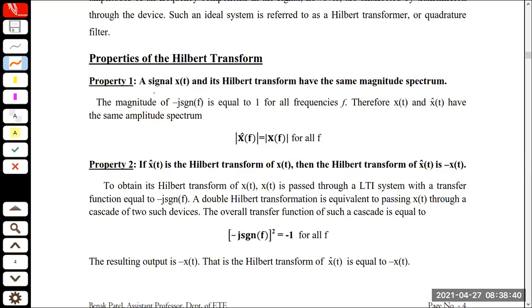So, guys, in our previous class we were discussing a few properties of the Hilbert transform, wherein our very first property says that a signal x of t and its Hilbert transform have the same magnitude spectrum. If I consider any signal x of t, its Hilbert transform can be obtained by passing the input signal x of t via a Hilbert transformer. So here I'll get x cap of t. We represent the Hilbert transform with this cap symbol.